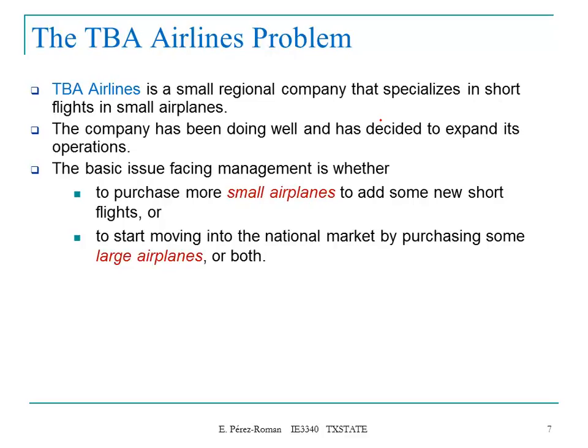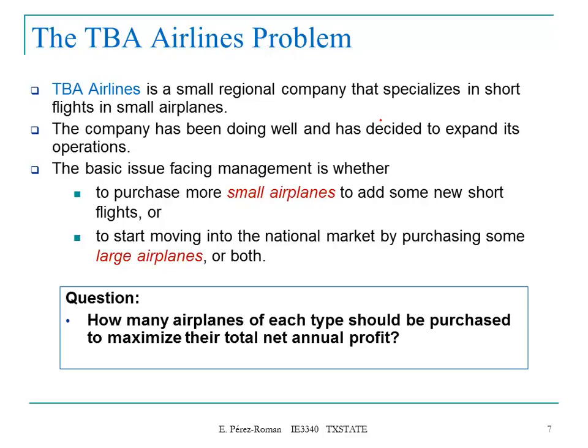So this airline is a small regional company that specializes in flights in small airplanes. So the company is starting to do well and decided to expand their operations. So the basic issue facing the management is whether to purchase more small airplanes, to add more short flights, or to add more larger airplanes to start moving into the national market. So you want to decide how many units you want to add from both types to your current company. So the question is, how many airplanes of each type should be purchased to maximize their total net annual profit?